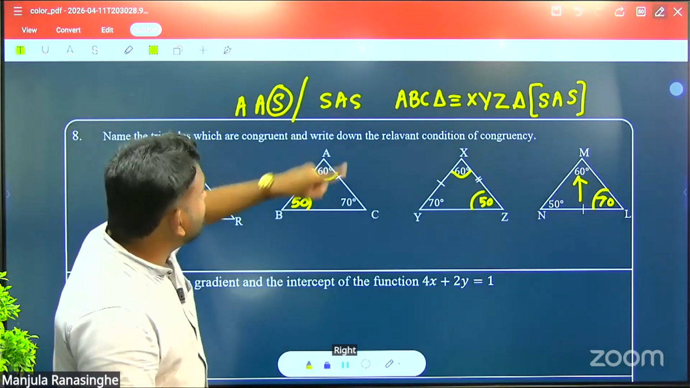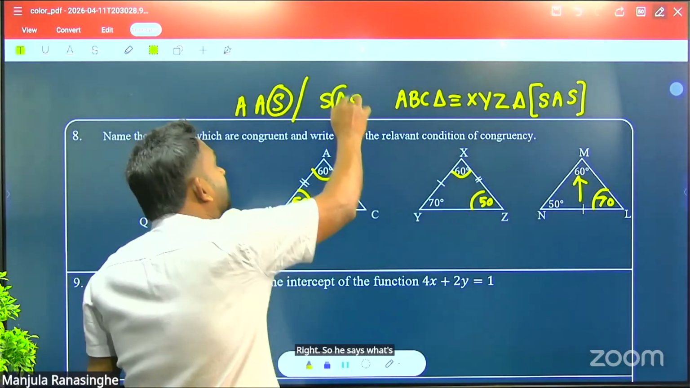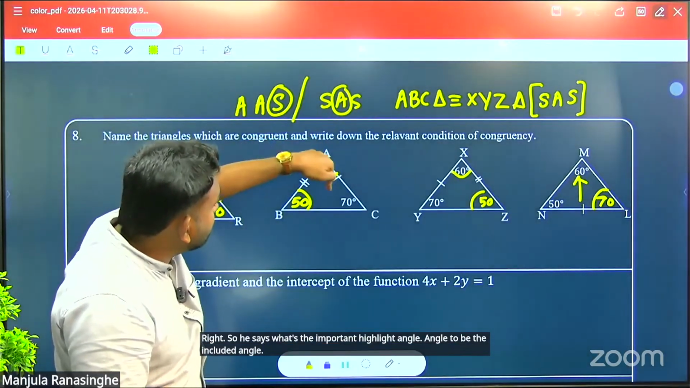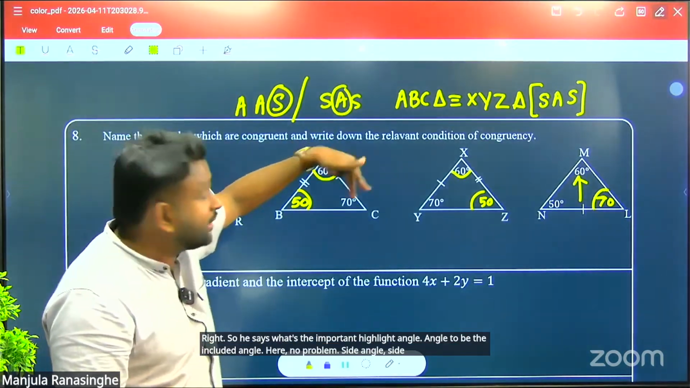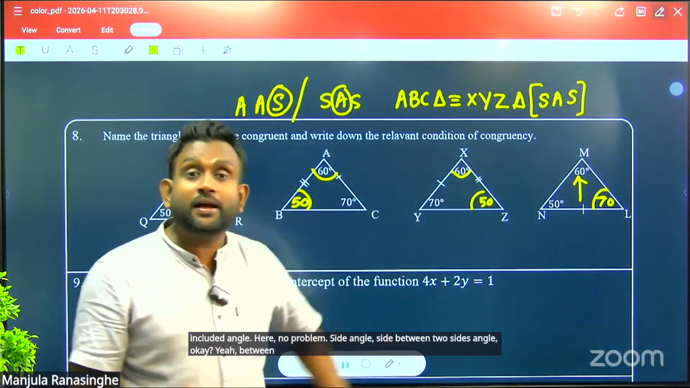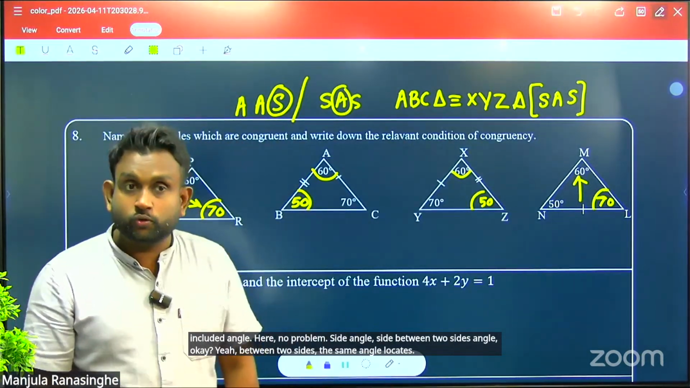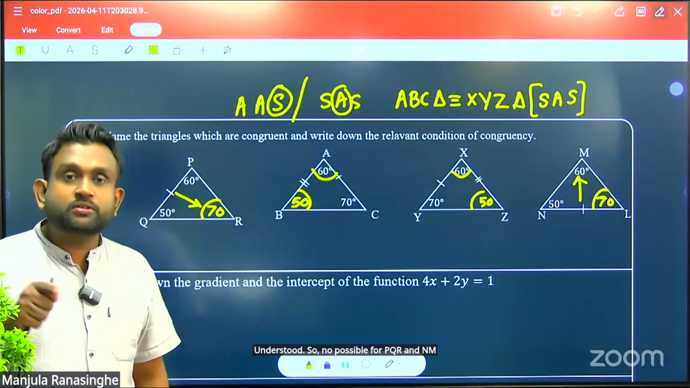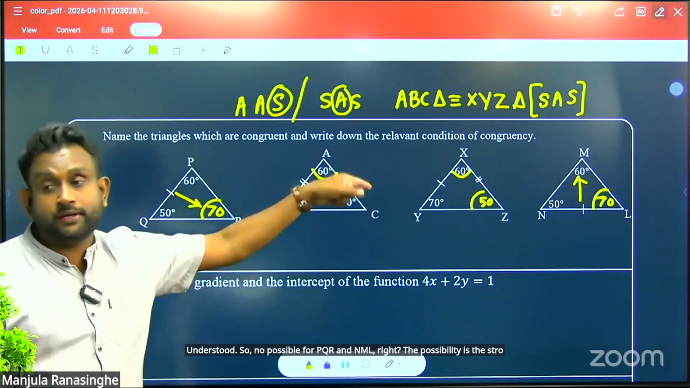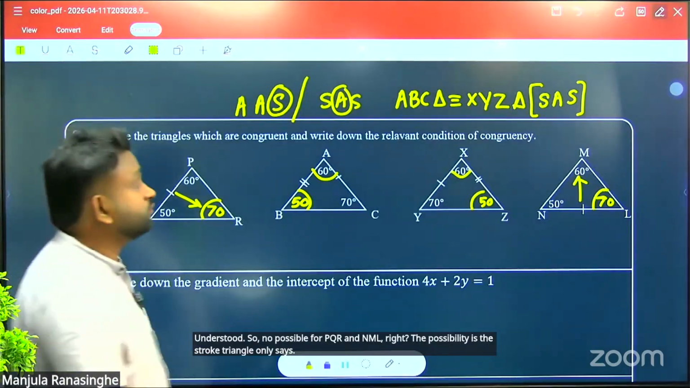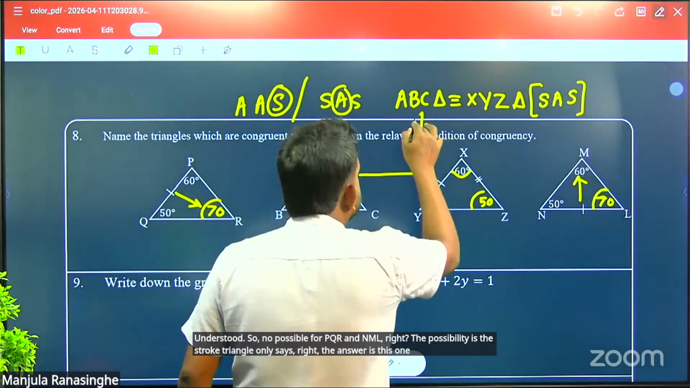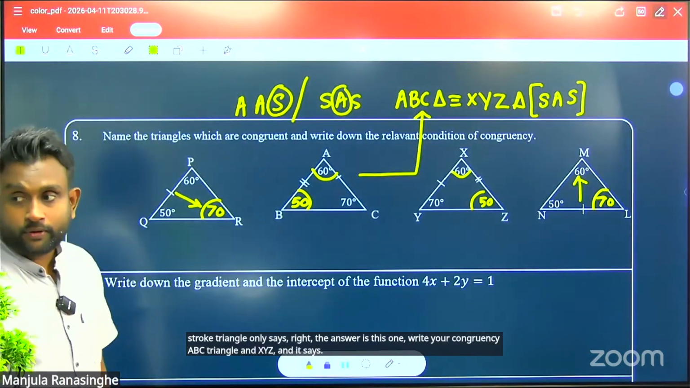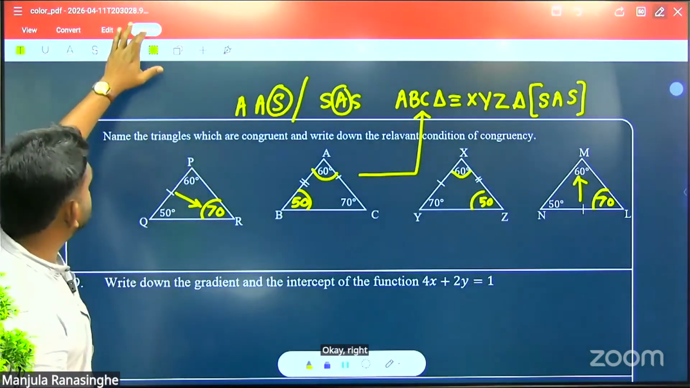Right. So here, what's important, I highlight the angle. The angle has to be the included angle. Here no problem. Side angle side, the angle is located between the two sides. Here also, between the two sides the same angle is located. Understood? So it is not possible for PQR and NML. The possible pair is these two triangles under SAS. The answer is this one: the congruency of triangle ABC and XYZ under SAS.